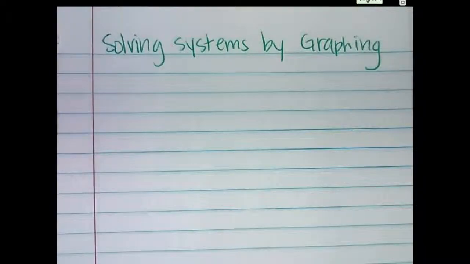Okay, so we're going to talk about systems of equations, and that's what we're talking about this week and next week. So today we're graphing. Today and tomorrow are the only graphing days. And then after that, no more graphing for this unit. So that's kind of nice.